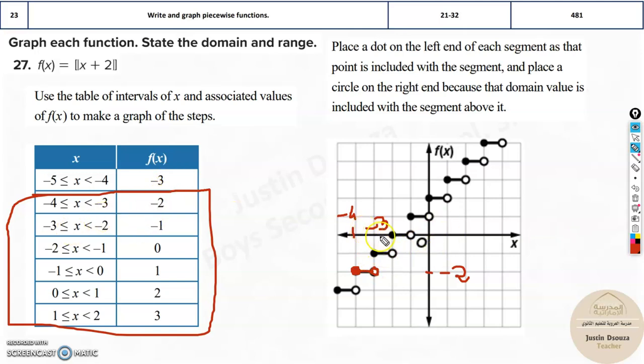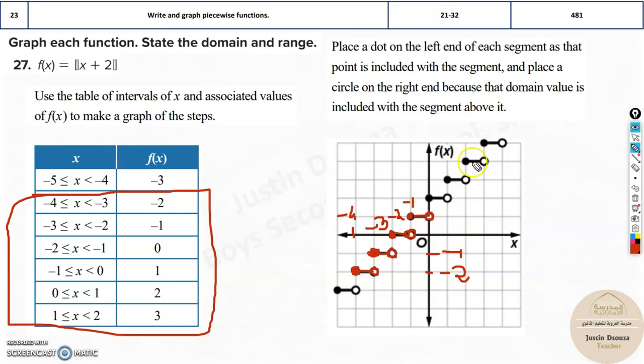Now here, same thing. Minus 3 and minus 1. So at minus 3, you must have minus 1. Make a point over here, and again a hole at the end. Same thing: minus 2 over here, and over here a hole. Minus 1, like this, and it goes up till 0. And this is the answer.